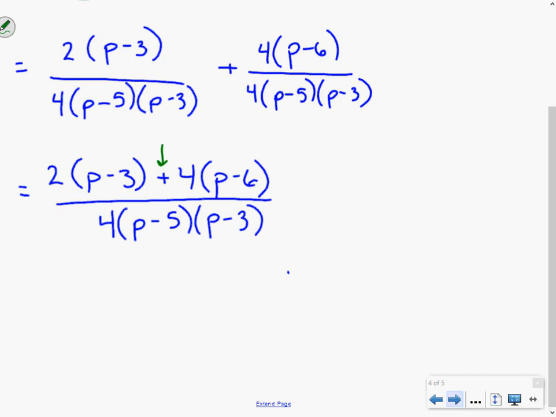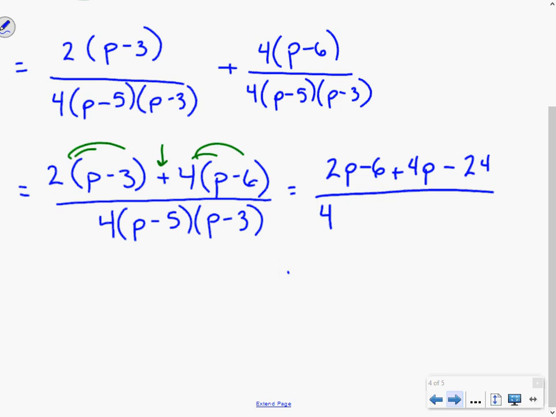You have to make sure before you start canceling out binomials or factors of any sort that the numerator is a bunch of factors that are being multiplied together, and same with the denominator. You can't have any addition or subtraction between like groupings like this. So we have to distribute and recombine our terms. So we have 2p minus 6 plus 4p minus 24. Remember, we want to leave the denominator untouched because it's already factored.